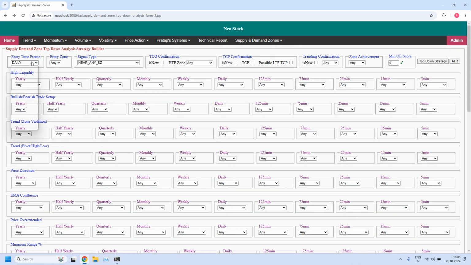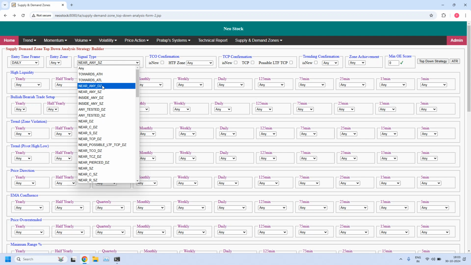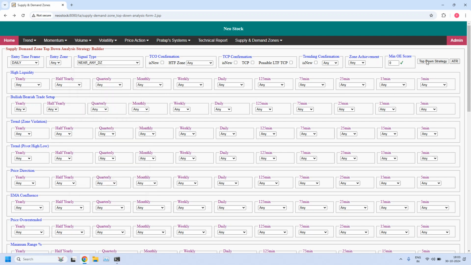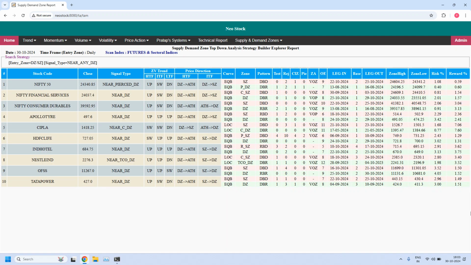Entry time frame daily. Let us find the stocks near daily demand zone. 10 stocks are filtered. Let us identify any high liquidity daily demand zones from this list. Supply is having a high liquidity daily demand zone. That's it. We have only one high liquidity daily demand zone from this list.